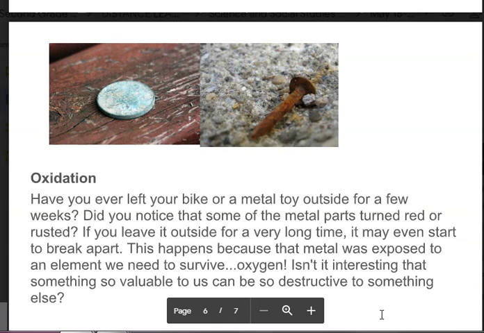A second way chemical weathering occurs is oxidation. Have you ever left your bike or metal toy outside for a few weeks? Did you notice that some of the metal parts turned red or rusty? If you leave it outside for a very long time, it may even start to break down. This happens because that metal was exposed to an element we need to survive: oxygen. Isn't it interesting that something so valuable to us can also be so destructive to something else?